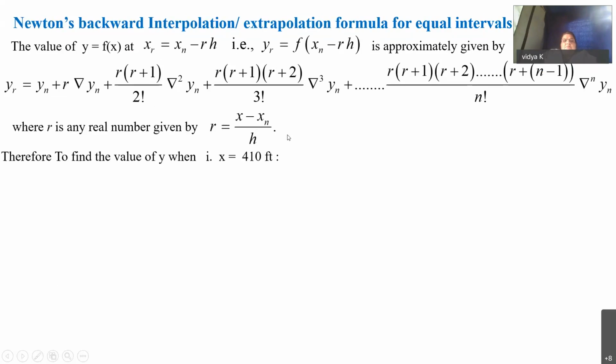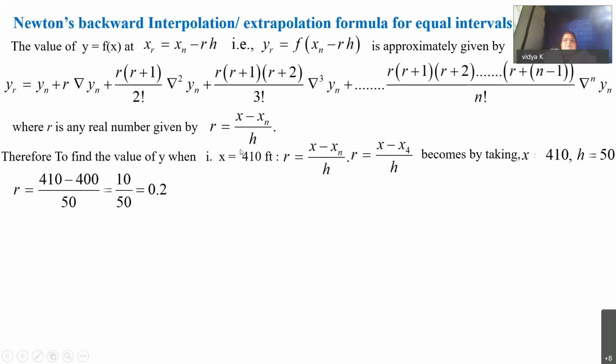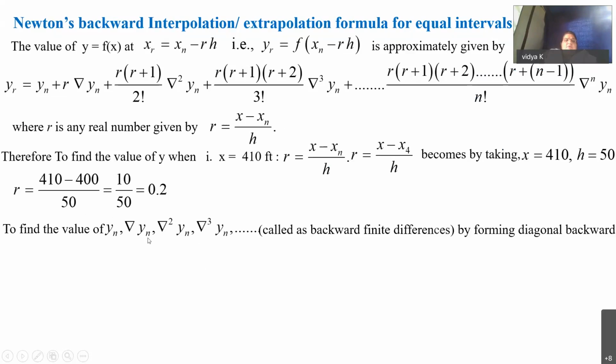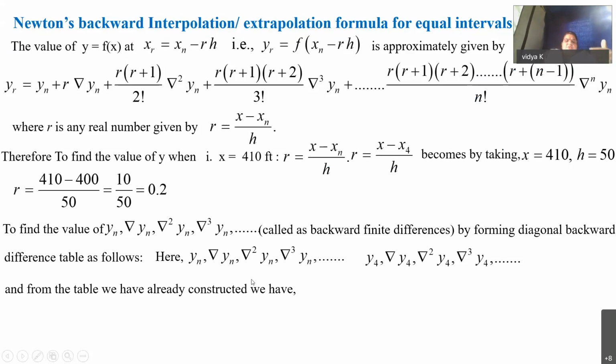So it is nothing but what? x is where you wanted, 410, minus xn, where xn is the last value in the table, divided by h, which is 50. So you get 0.8. Now you have to find all the backward differences. Here no need to do the table again. Just copy it or see the table. In the examination you have the forward difference table on the previous page. The same you can use.